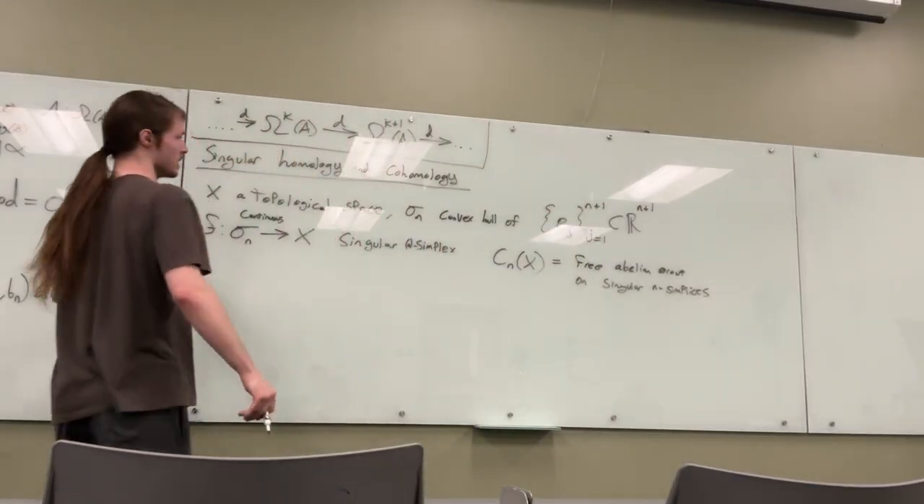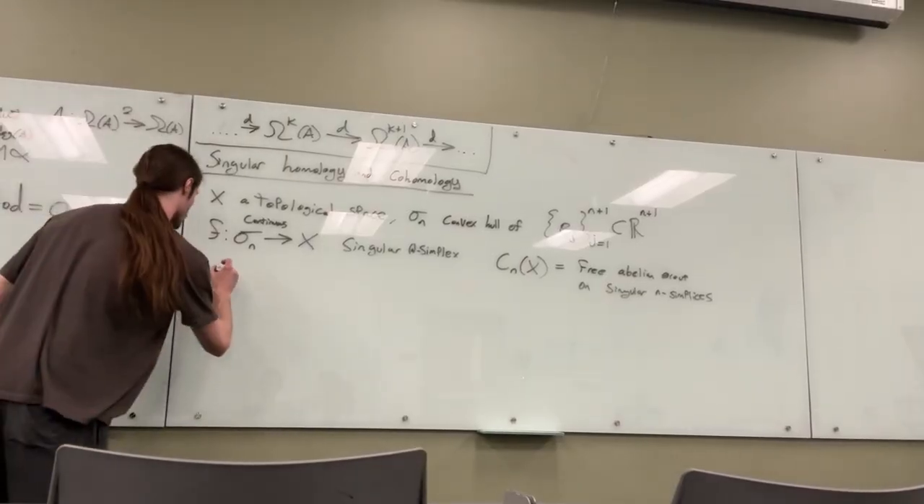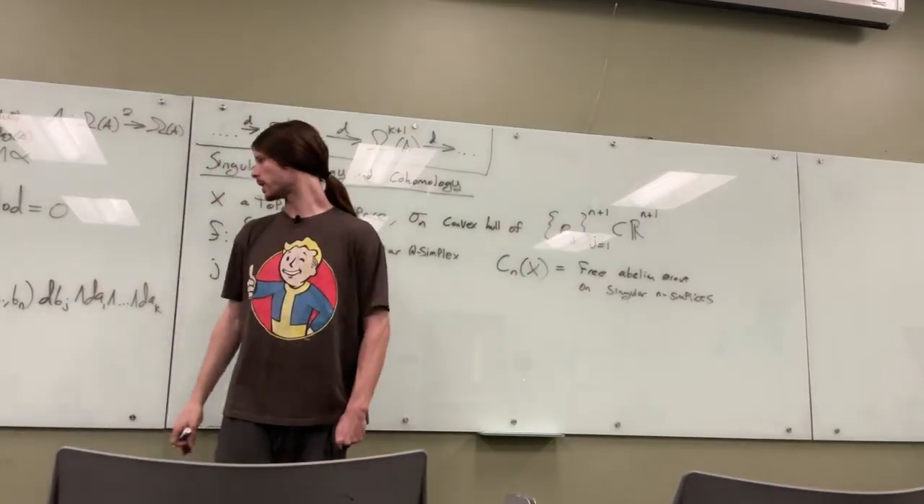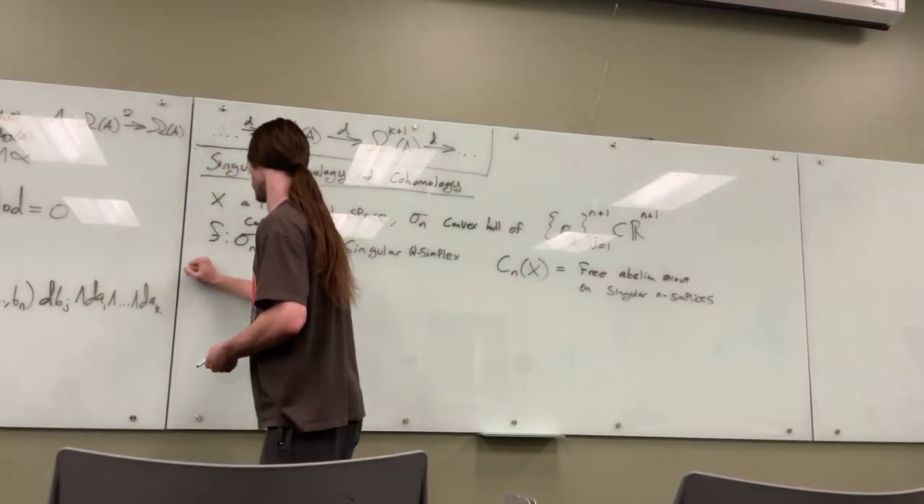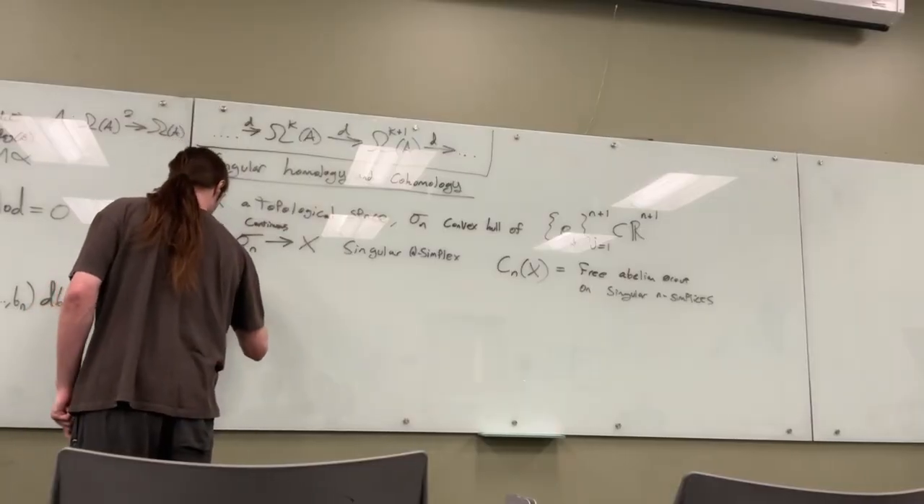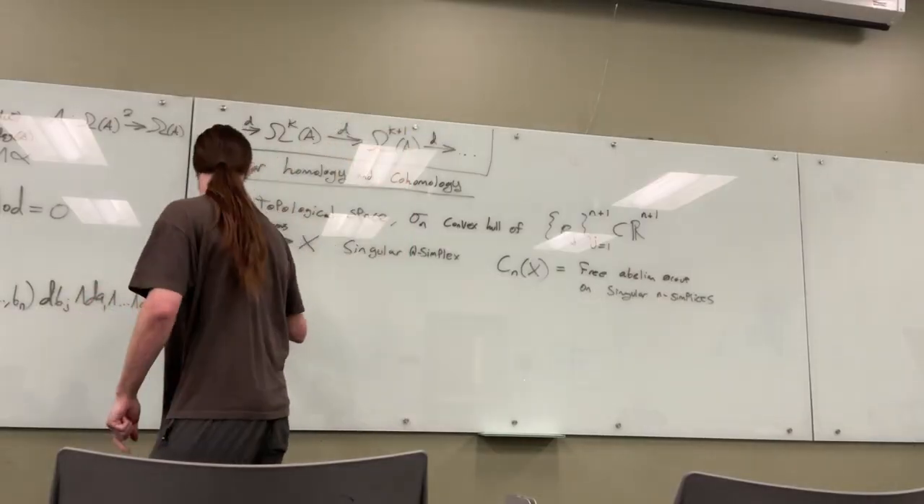To do that, I'm going to need to introduce something else related to the singular n simplex. So we're going to let, oh, do I have an eraser? Nope, I'm just going to keep erasing things with my hands. Okay. Oh, thank you. All right.